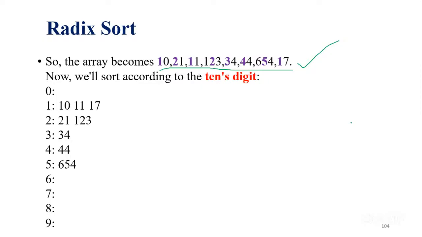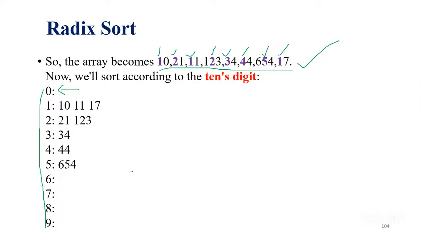Now, next step is to write the digits 0, 1, 2, 3, 4, 5, 6, 7, 8, 9. Now identify the numbers in this array where we have 0 in the tens position. If you observe, the tens position numbers are highlighted with blue color. There is no digit 0 in the tens position of any number. So no need to write any number here.